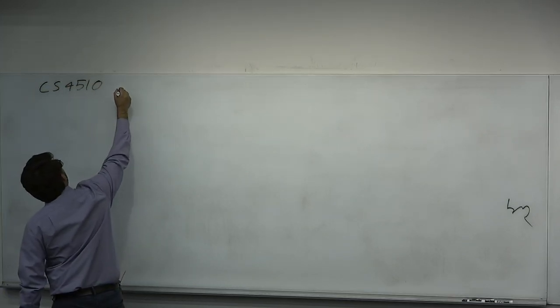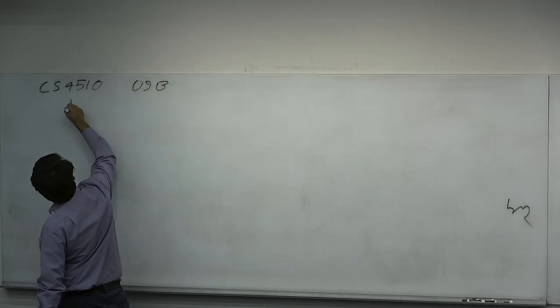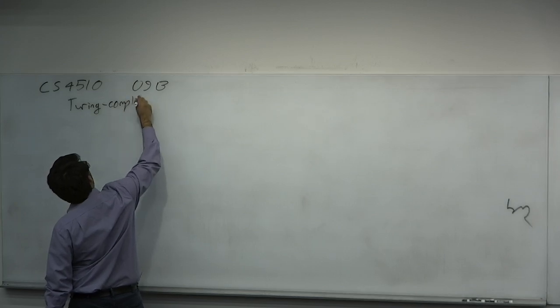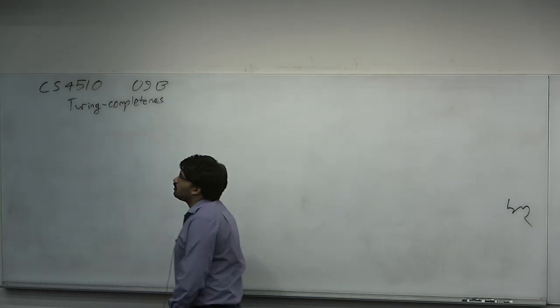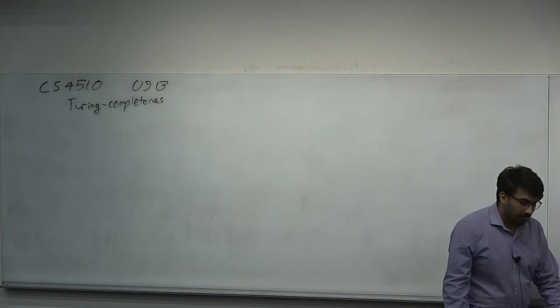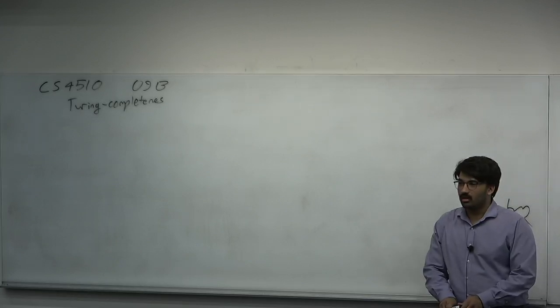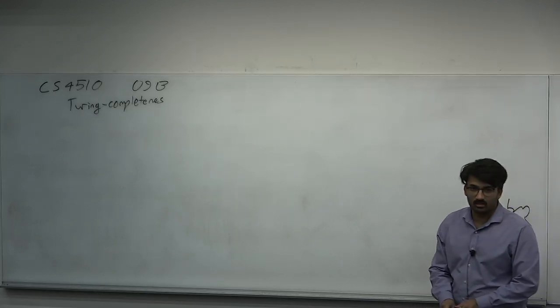The topic of today, this is L09B, I think, is something called Turing-completeness. You may have some internet-level understanding of what it means to be Turing-complete, but I think the internet is pretty wrong about a lot of this. So today we're going to give a very formal definition, with the Church-Turing thesis, of what these things mean.